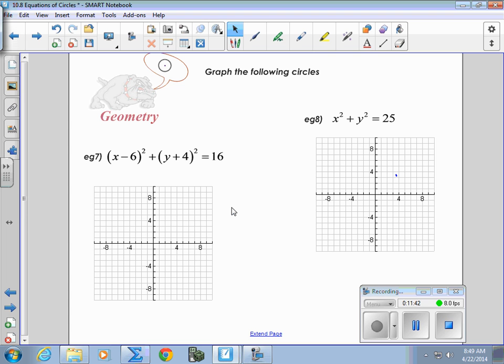The next two problems are similar. You have to find the center and the radius and graph the circle. So the center here on number 7 is 6 and negative 4. R squared is equal to 16, so R is equal to 4. So we have a circle at 6 and negative 4 with a radius of 4.